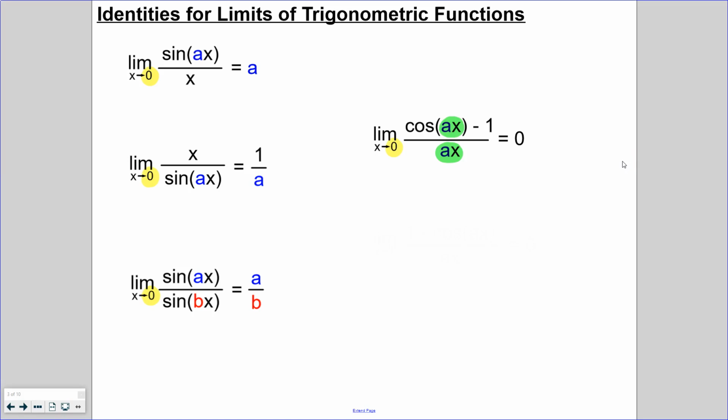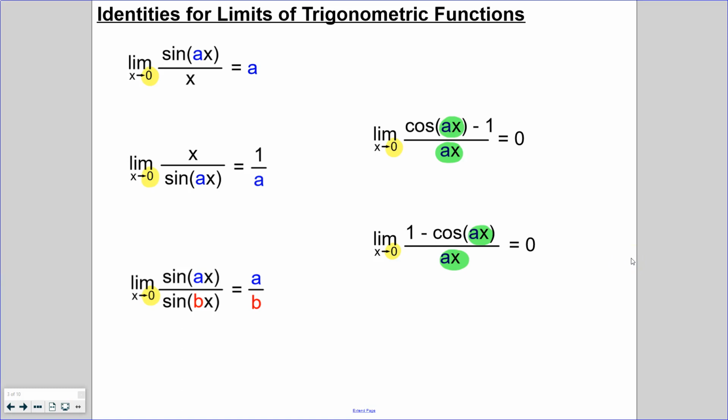Now we do have one more identity for cosine. It's really the same as this first one, it's just we are flipping things around. So in this particular limit, we have the limit as x approaches 0 again, but this time we have 1 minus cosine of ax all over ax. So again, the inside of the cosine has to match the denominator, and if that's true, this limit also equals 0.